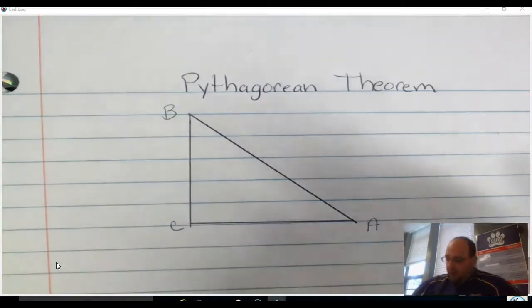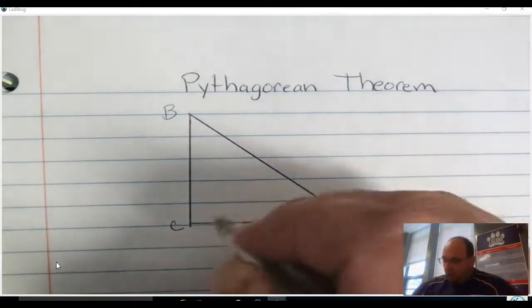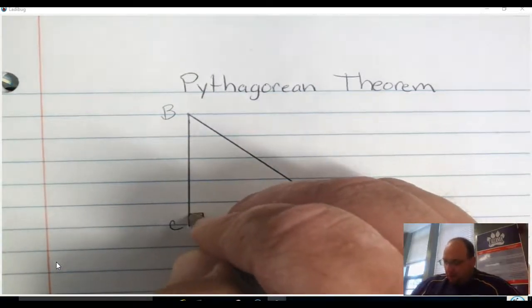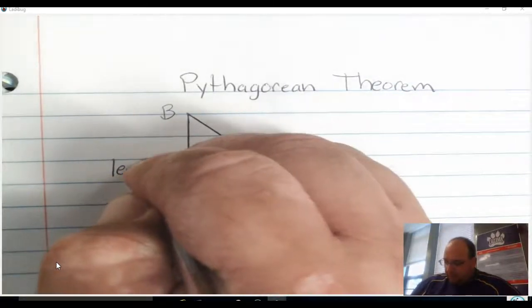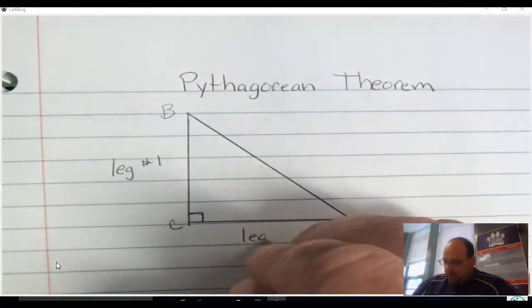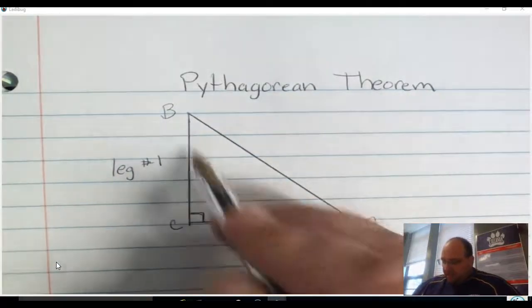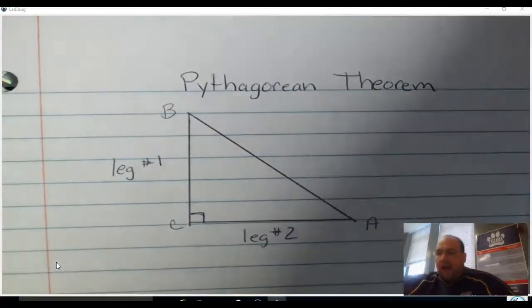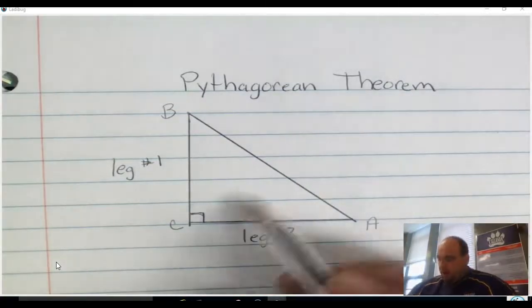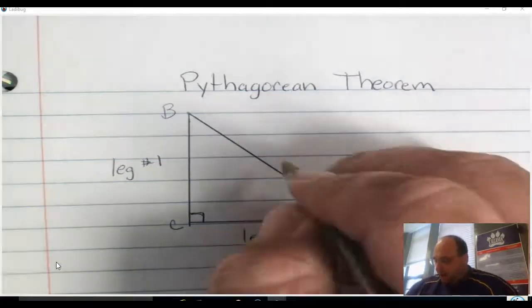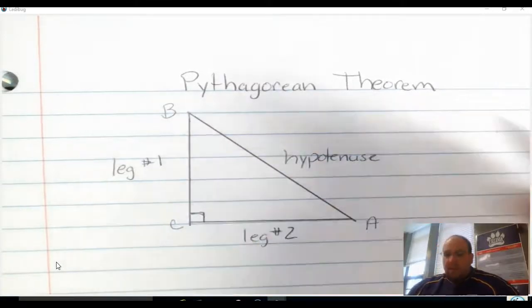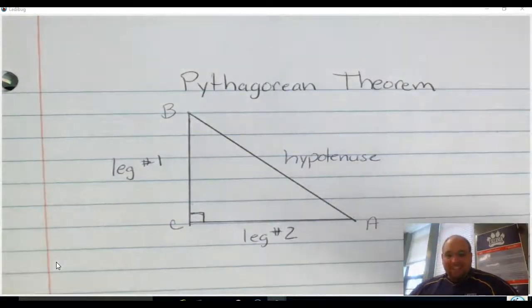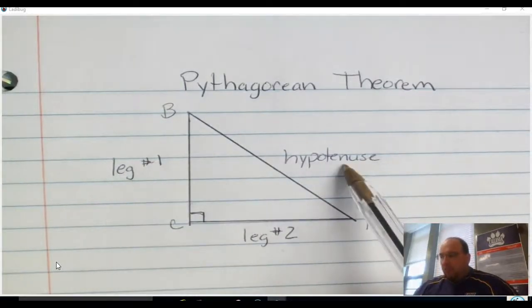Okay, so the legs are the sides that form the right angle. So right here is my right angle, or my 90-degree angle. So that would make this side leg number 1, and this would be leg number 2, because these are the two sides that form that right angle. Opposite that right angle, that third side is called the hypotenuse. It is referred to as the longest side in a right triangle. So we have leg 1, we have leg 2, and we have the hypotenuse.